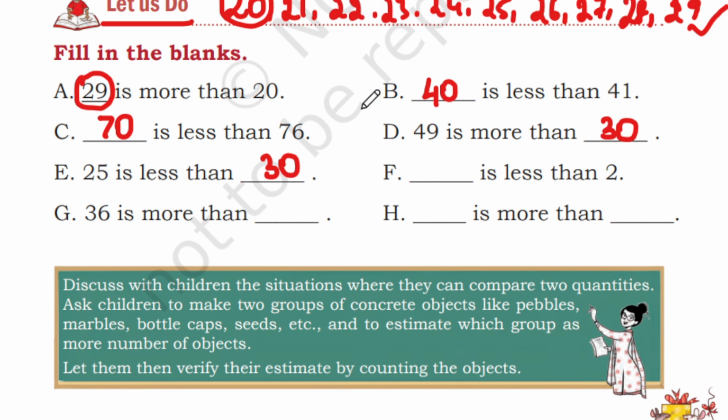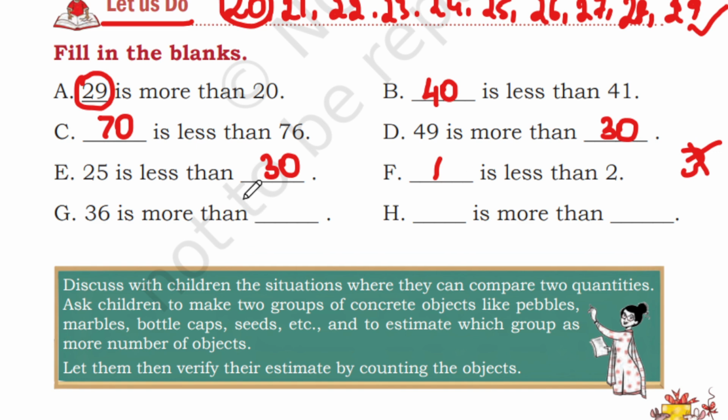Okay. So dash is less than 2. So which number is less than 2? Can we write a 1? 1 is less than 2? Yes. 1 is less than 2. Okay. If you write 3, that's an incorrect answer because 3 is more than 2. Okay. So 3 is a wrong answer.